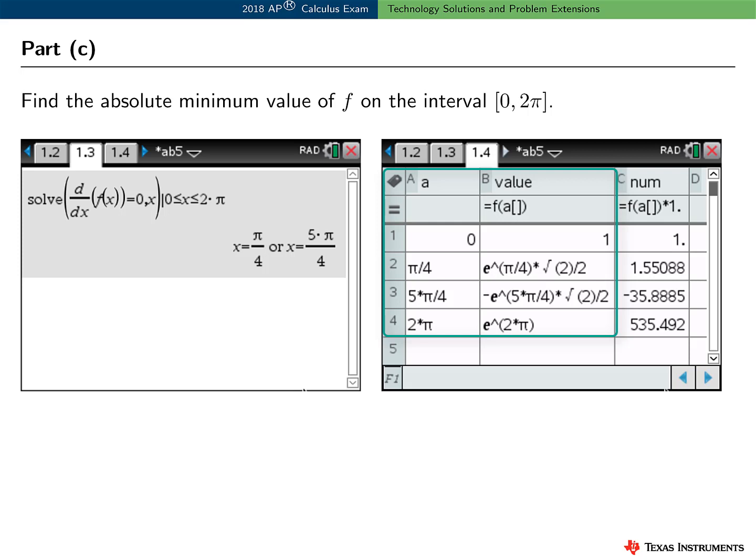Then, on a lists and spreadsheet page, I created a table of values. Notice that in column B I have the exact symbolic values of f. Now, all of these values except 1 are greater than 0. So it's pretty straightforward to select the absolute minimum value. However, I created an additional column just so I could see the numerical approximation of each value.